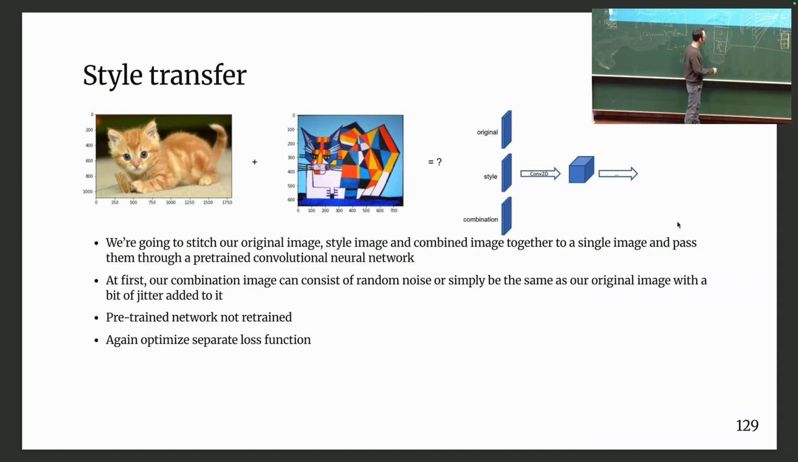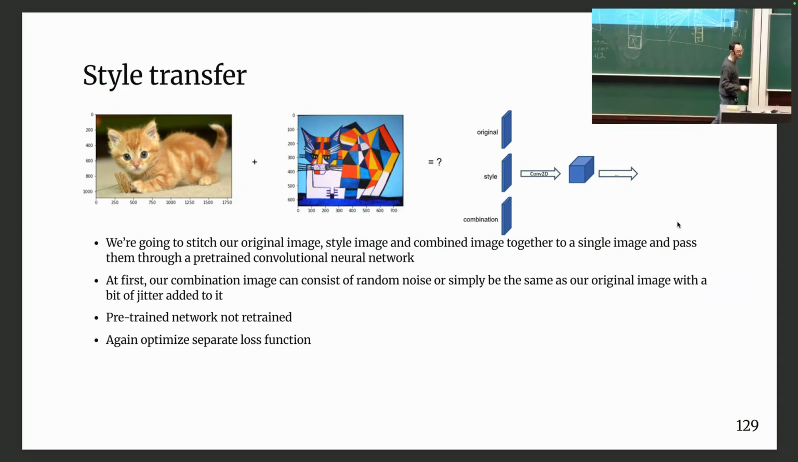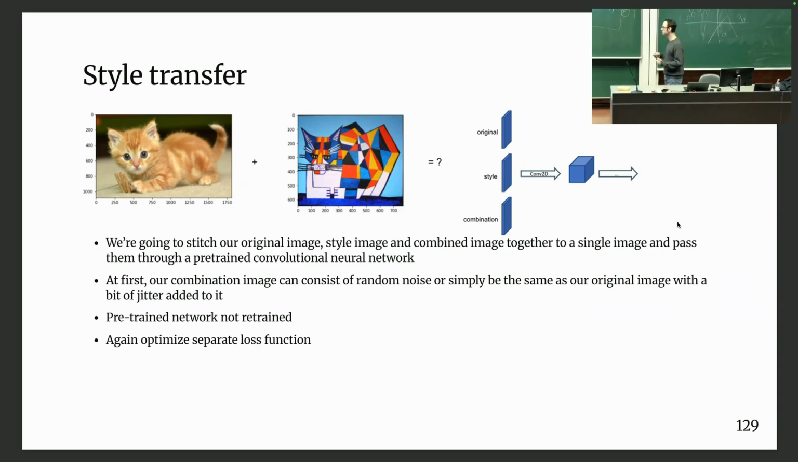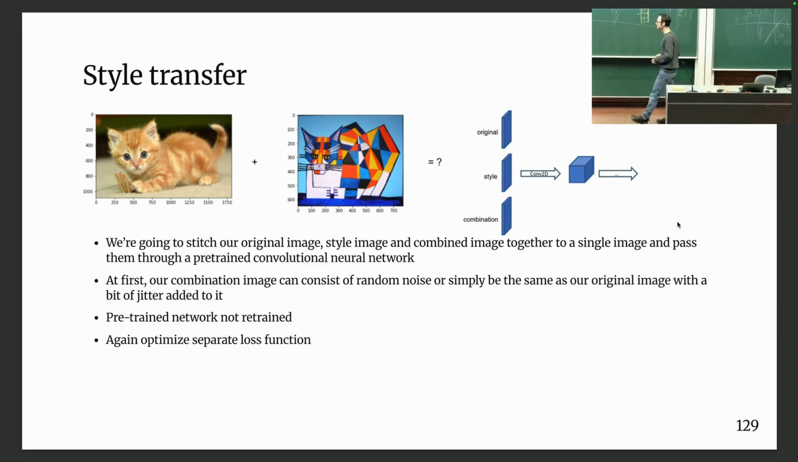So again, the only thing that I can basically change is I have access to the pixels of this resulting part of the image. And I can also push them through my pre-trained network. I'm not changing the weights of this network anymore. It's pre-trained, right? It has already been trained on a large data set. I've downloaded it from the internet or whatever.